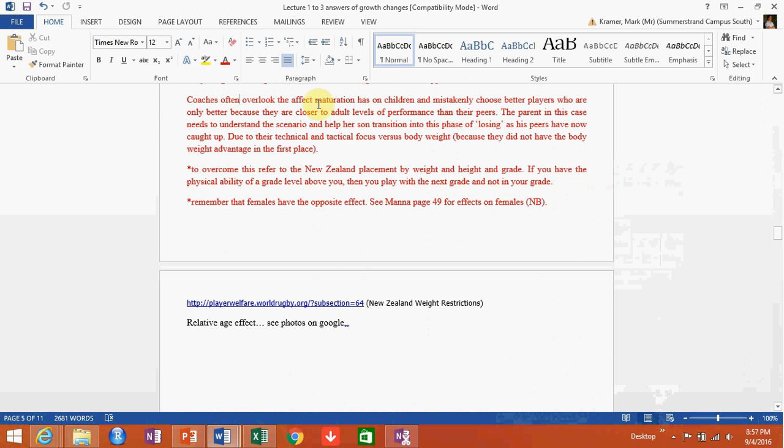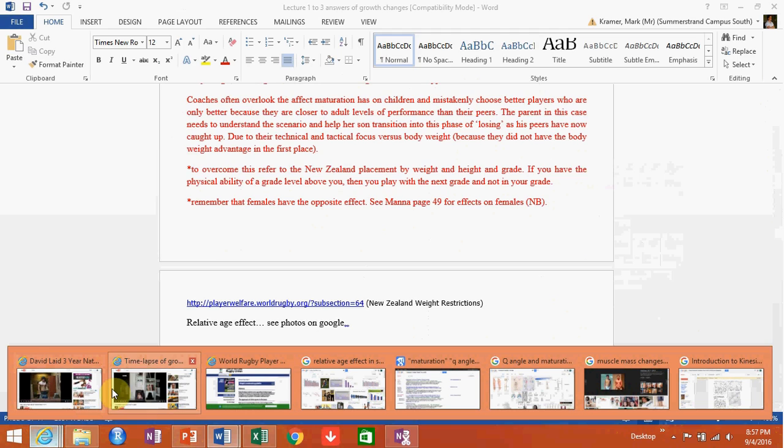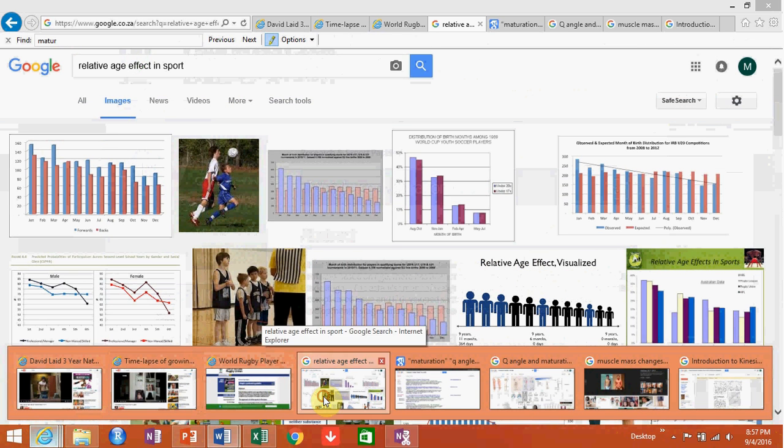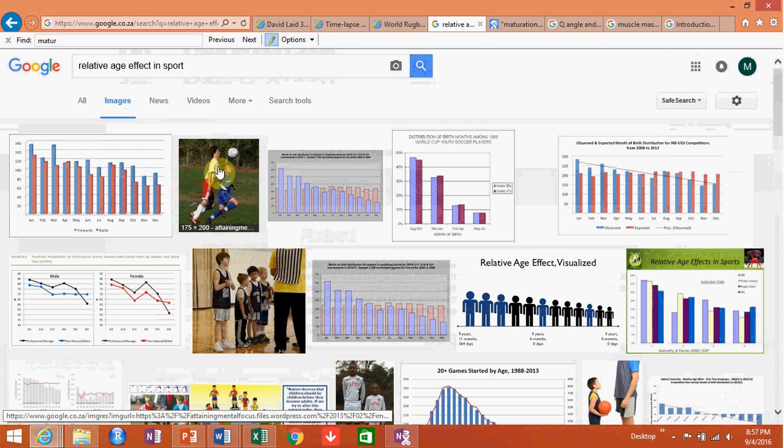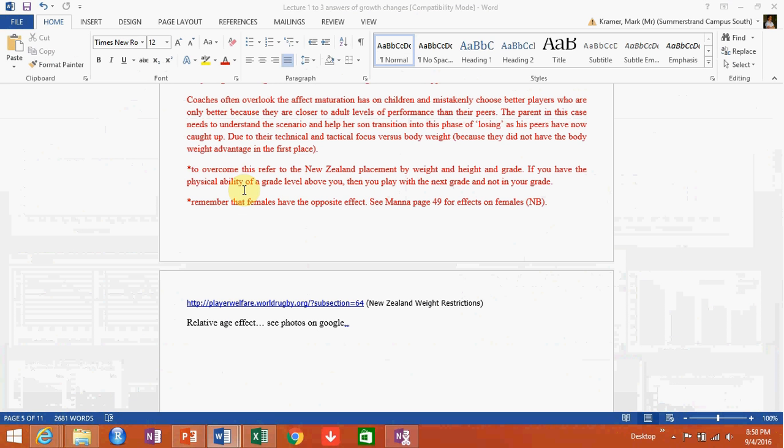Coaches often overlook the effect of maturation on children and mistakenly choose better players who only seem better because they're closer to adult-like maturation. So as I've shown you that picture, this is possibly what Gareth could look like compared to his peers. This could be the scenario of what Gareth looks like compared to his peers. So obviously a coach thinking that this guy has reached the genetic jackpot and he's going to be taller than everyone, he's going to continue like that, his peers could actually end up overtaking him altogether.